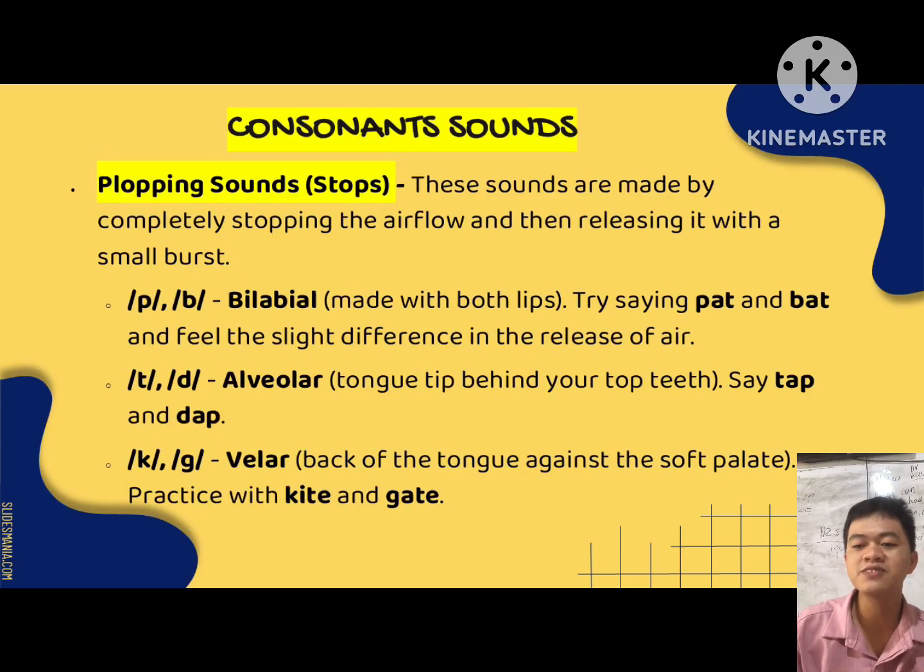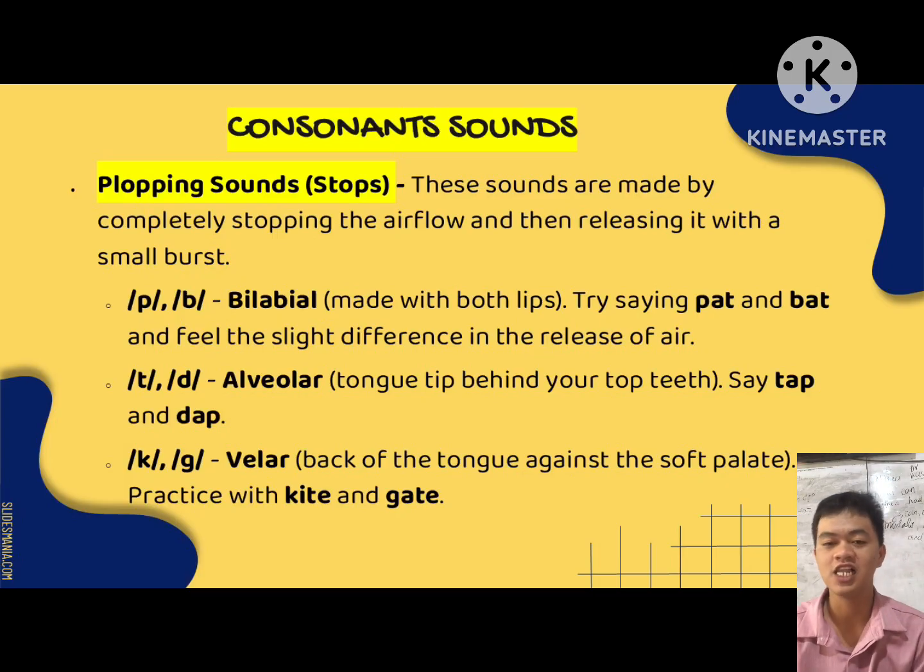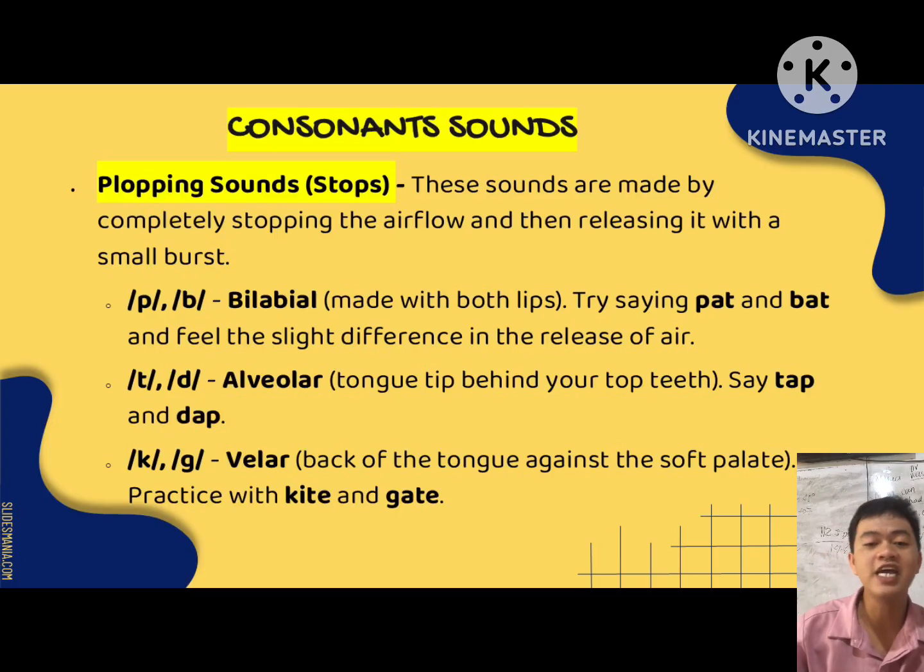So for our place of articulation, we have here the bilabial, like the letter P for P, and letter B for B. We make it with both of our lips, like P, B. So try to say the words pat and bat, pat and bat. Somehow we feel the slight difference, the release of air when we say pat and bat. That's our bilabial.